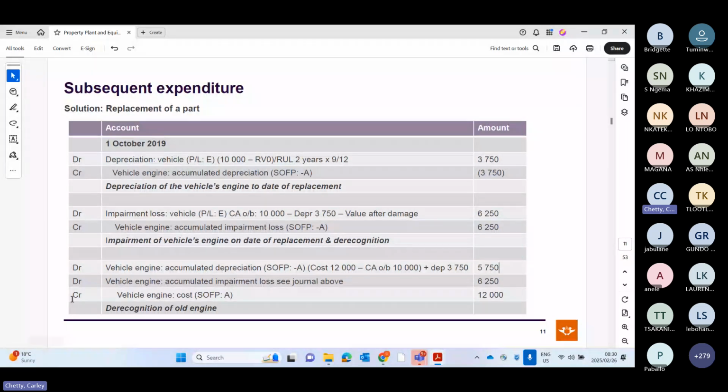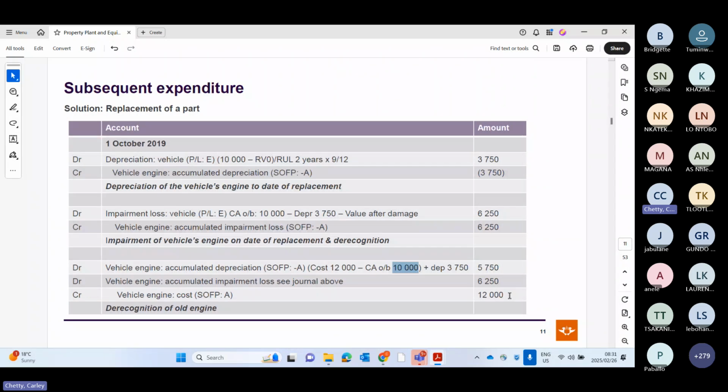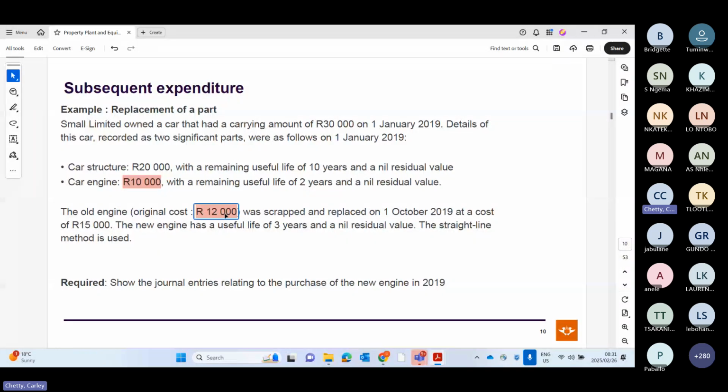Okay. So someone is asking, isn't the 12,000 the original cost? So yes, the 12,000 is the original cost, which is why we are crediting vehicle engine cost. But remember in the scenario, I think maybe you're confused with the 10,000. So in the scenario, the 10,000 is the carrying amount on 1 January 2019. The original cost was 12,000. So you can see that we are taking out the original cost, and then we use the original cost and the carrying amount. The difference between these two was depreciation relating to the prior years.